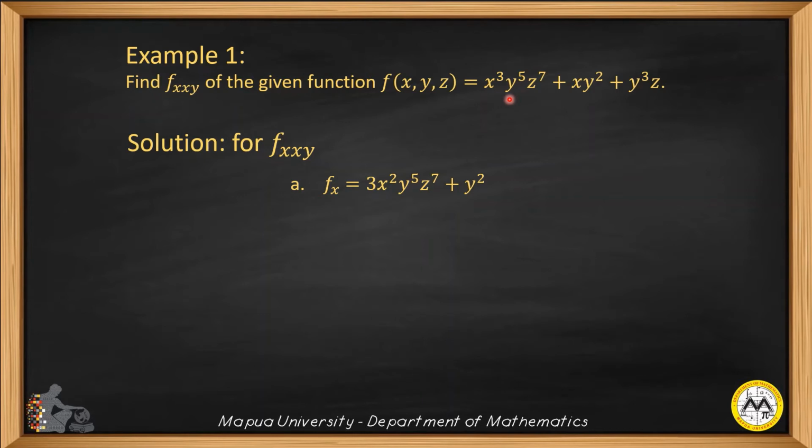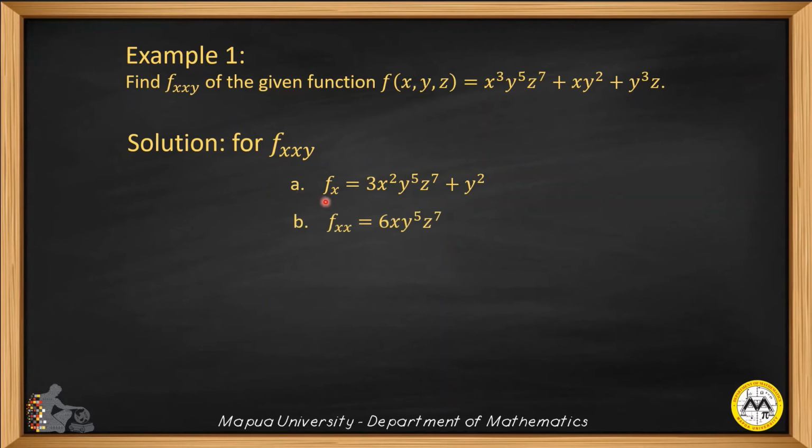So for the first term, the partial derivative with respect to x would just be given by 3x squared, coming from the derivative of x cubed, multiplied by y to the fifth z to the seventh, which is considered constant. Now, as the second term, the partial derivative of x y squared with respect to x would just be equal to y squared. And as for the third term, the partial derivative would be 0 because we are considering y and z constants.